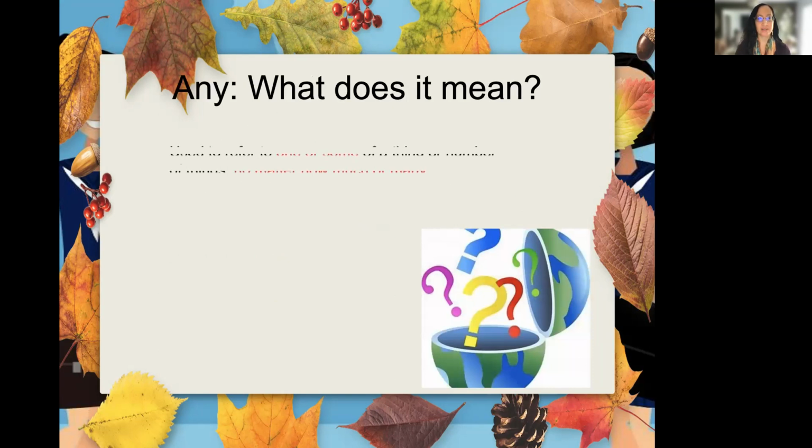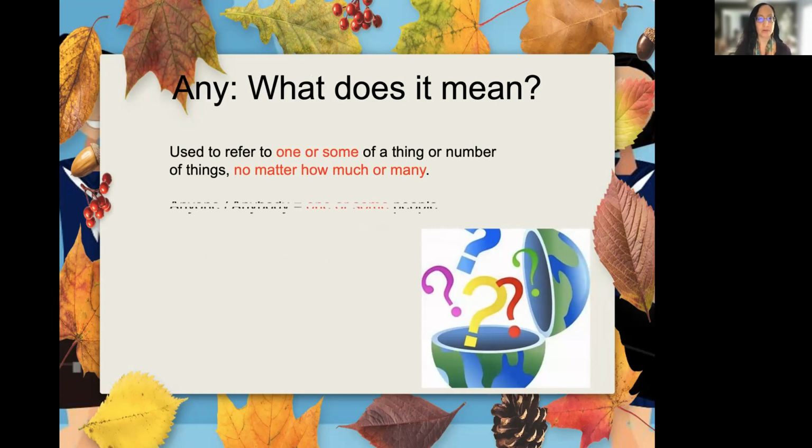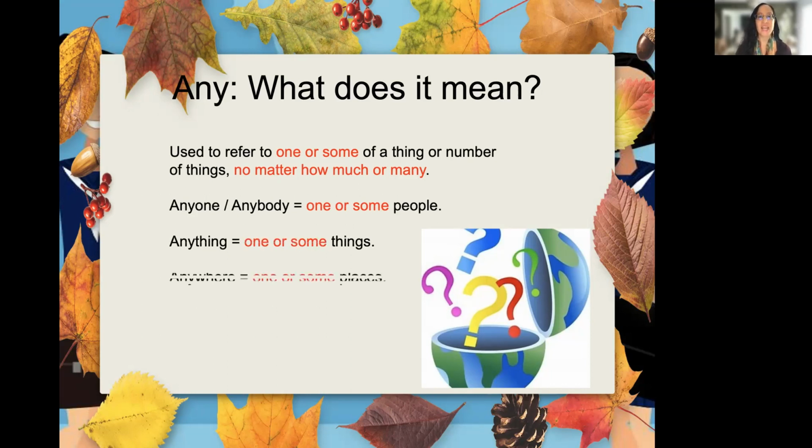Now, any, what does it mean? It's used to refer to one or some of a thing or number. Anyone or anybody is one or some people. Anything is one or some things. Anywhere is one or some places.